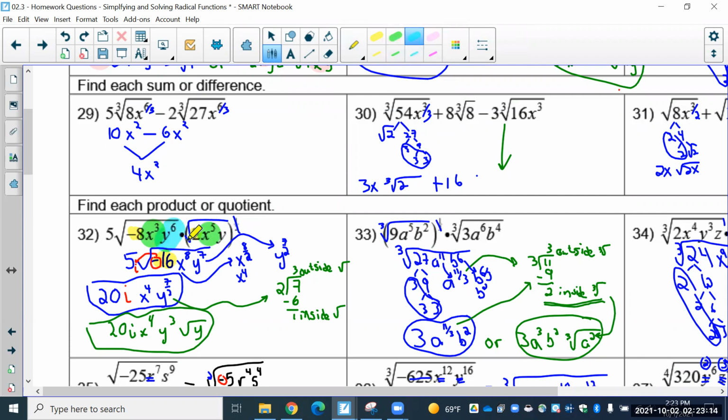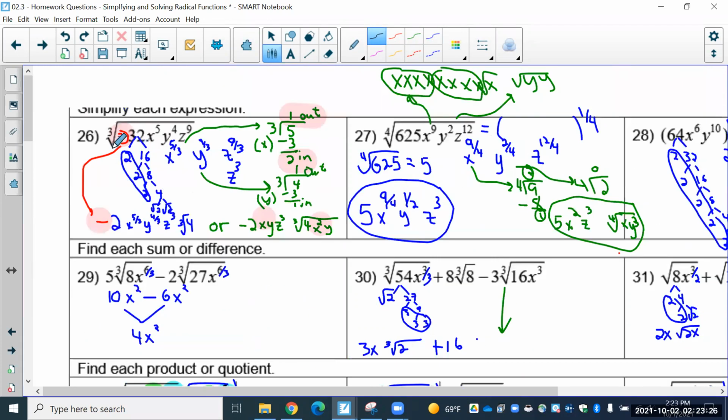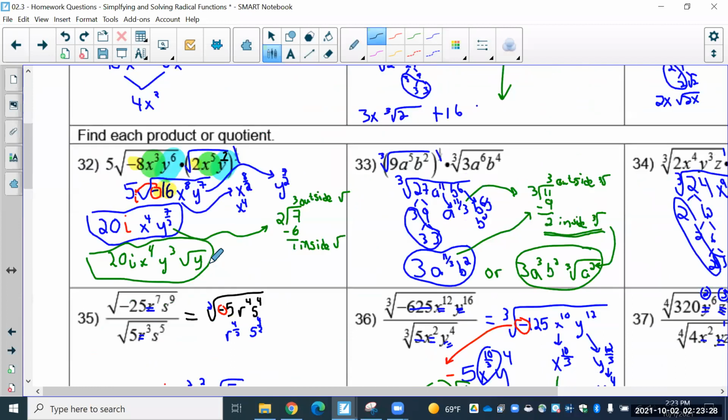And then you multiply the y to the 6 times the y. Please remember that that y actually has a 1 on it. Right? It's important to remember that. So 1 plus 6 is 7. And then you do exactly what you did on number 26, 27, and 28. Just remember that when you take the square root of a negative, that makes an i.